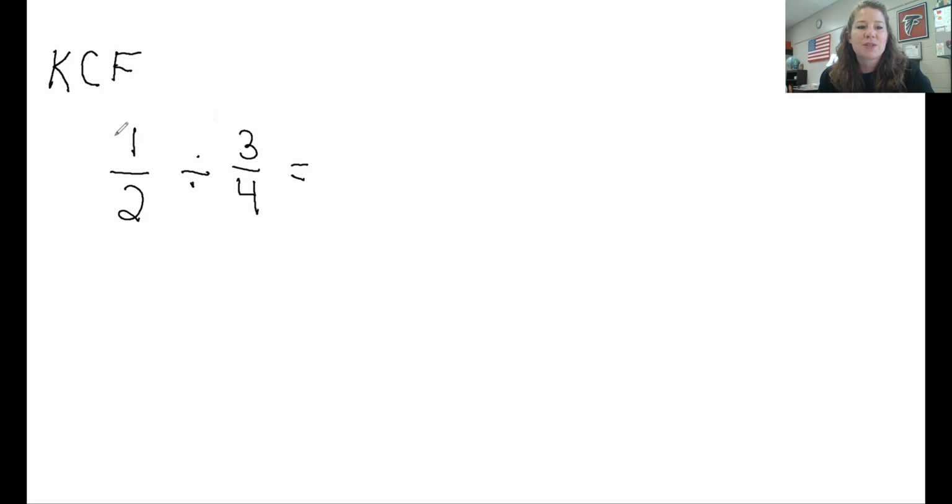So this tells you to keep the first fraction, change the sign to multiplication, and we're going to flip the second fraction. We're going to find the reciprocal of 3/4, which means we're simply flipping it. So instead of 3/4, we're going to do 4/3. And then we can multiply straight across. So 1 times 4 is 4. 2 times 3 is 6.